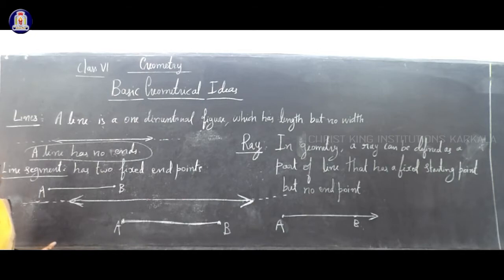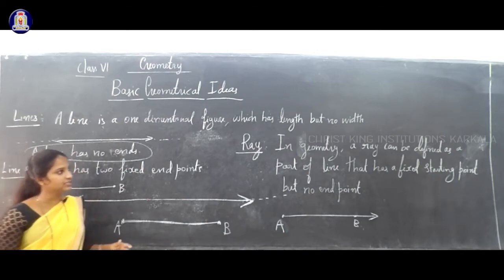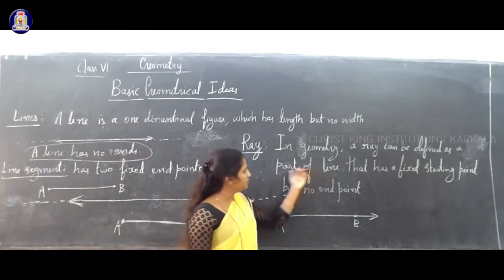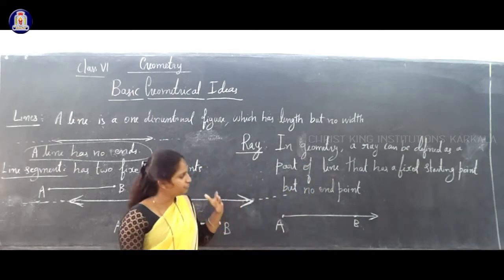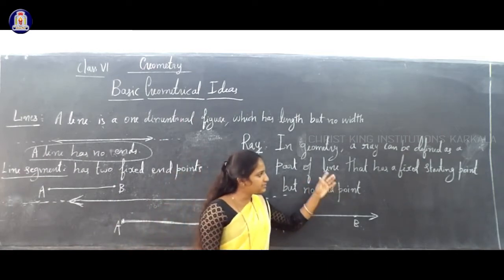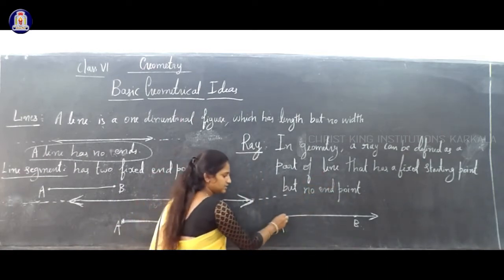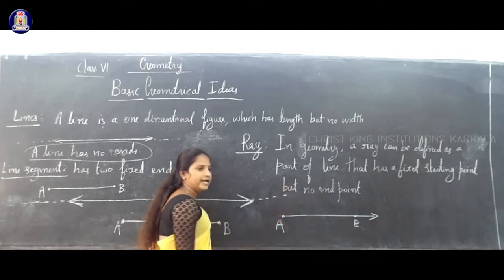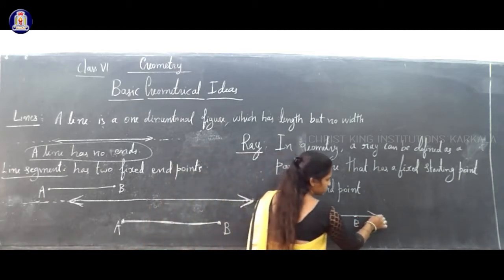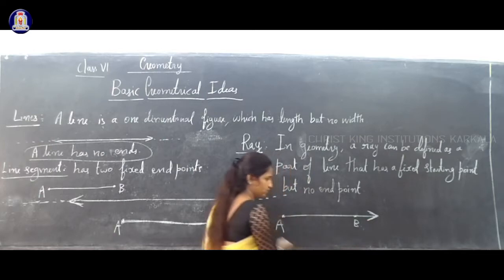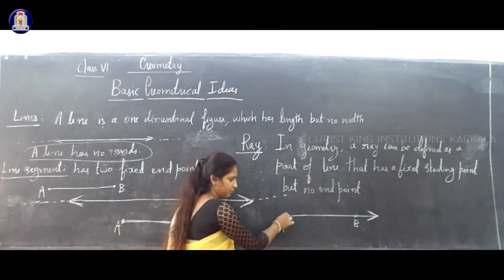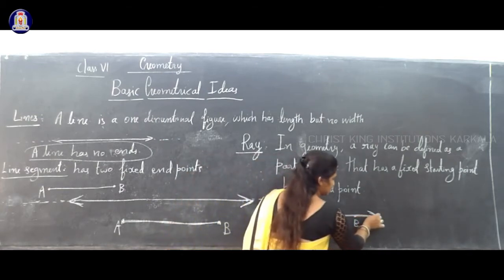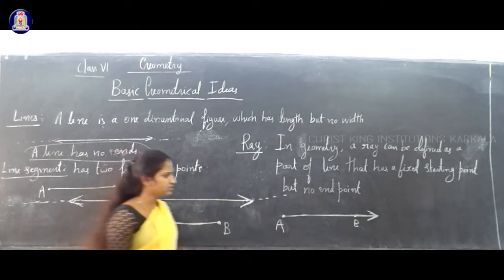Next we can see ray. In geometry, a ray can be defined as a part of a line. A ray is a part of a line that has a fixed starting point. It has a fixed starting point but no end point. This arrow mark shows that there is no end for this line. It will move straight, but you cannot extend this side because there is an end point, a fixed point. From the fixed point you can draw a line. This is called a ray.